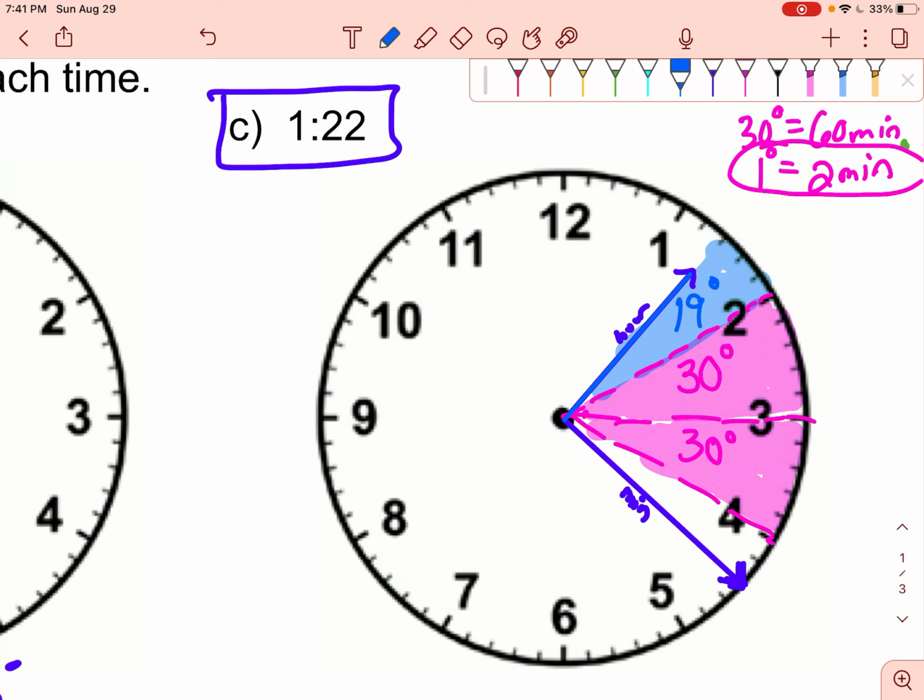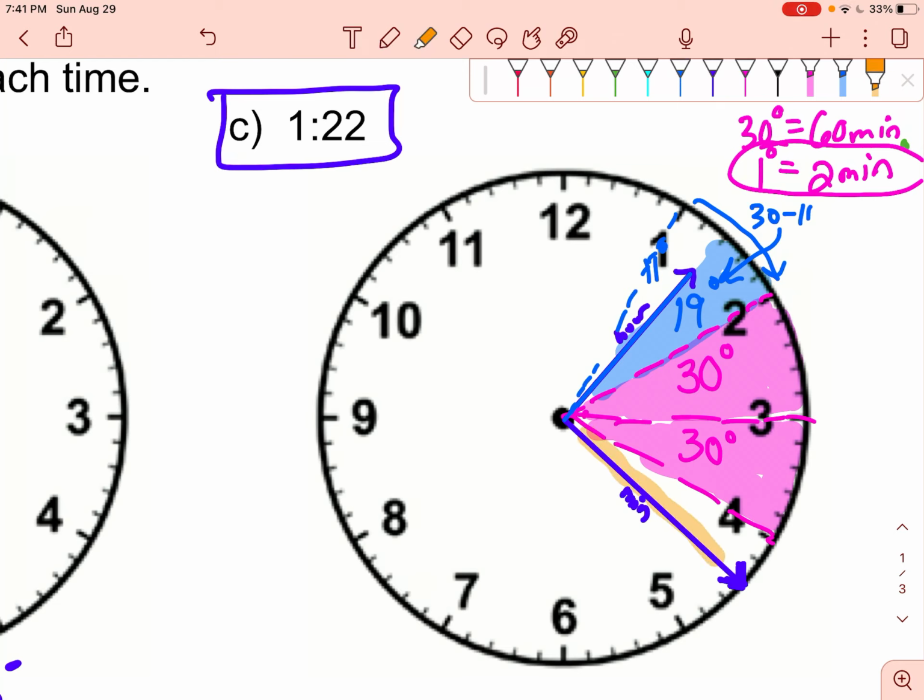So this hand right here has traveled 22 minutes. If it traveled 22 minutes, that means it traveled 11 degrees. If it traveled 11 degrees, in order to go the full 30 degrees, I would have to do 30 minus 11, and that's where the 19 came in. So if you like proportions, that's your way to do it, okay? But either way, we have 19 degrees there.